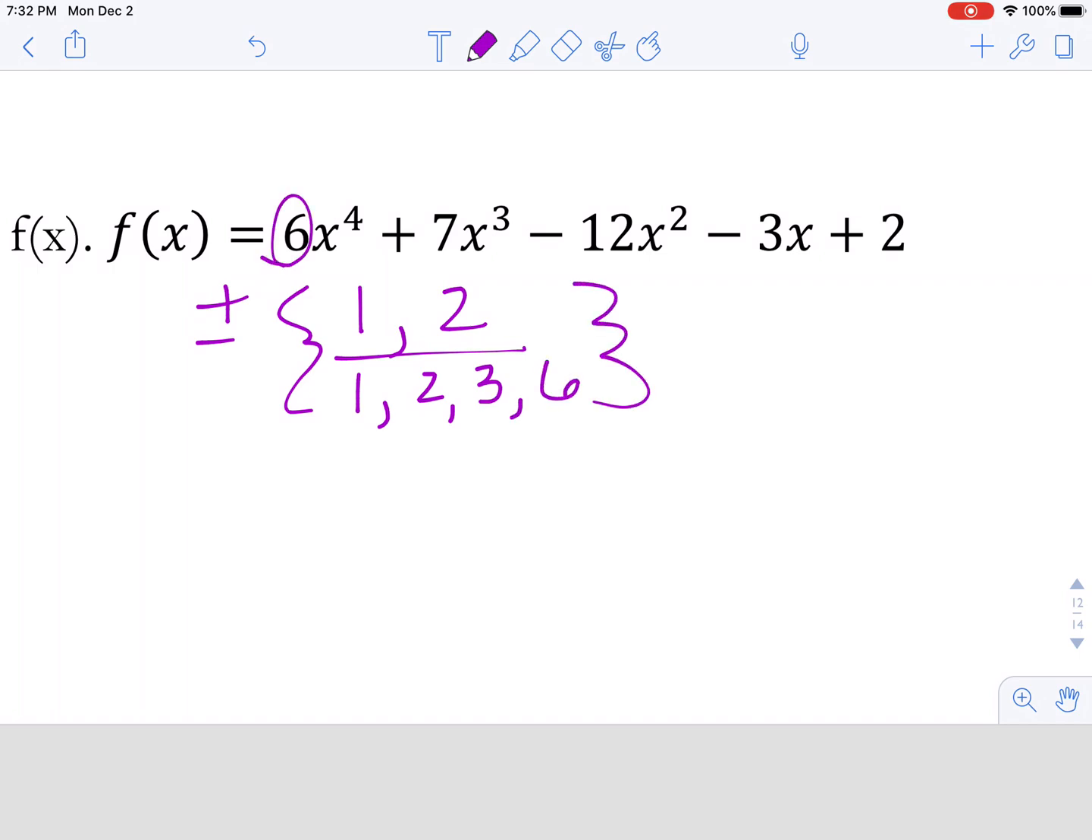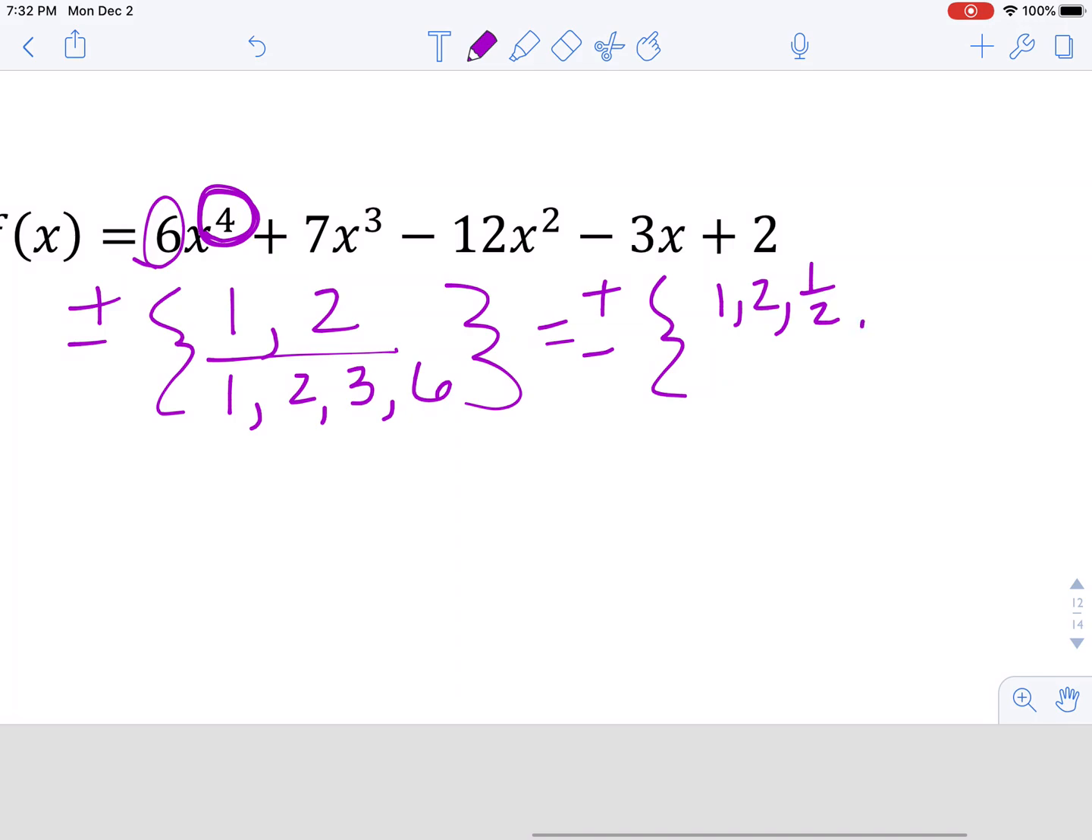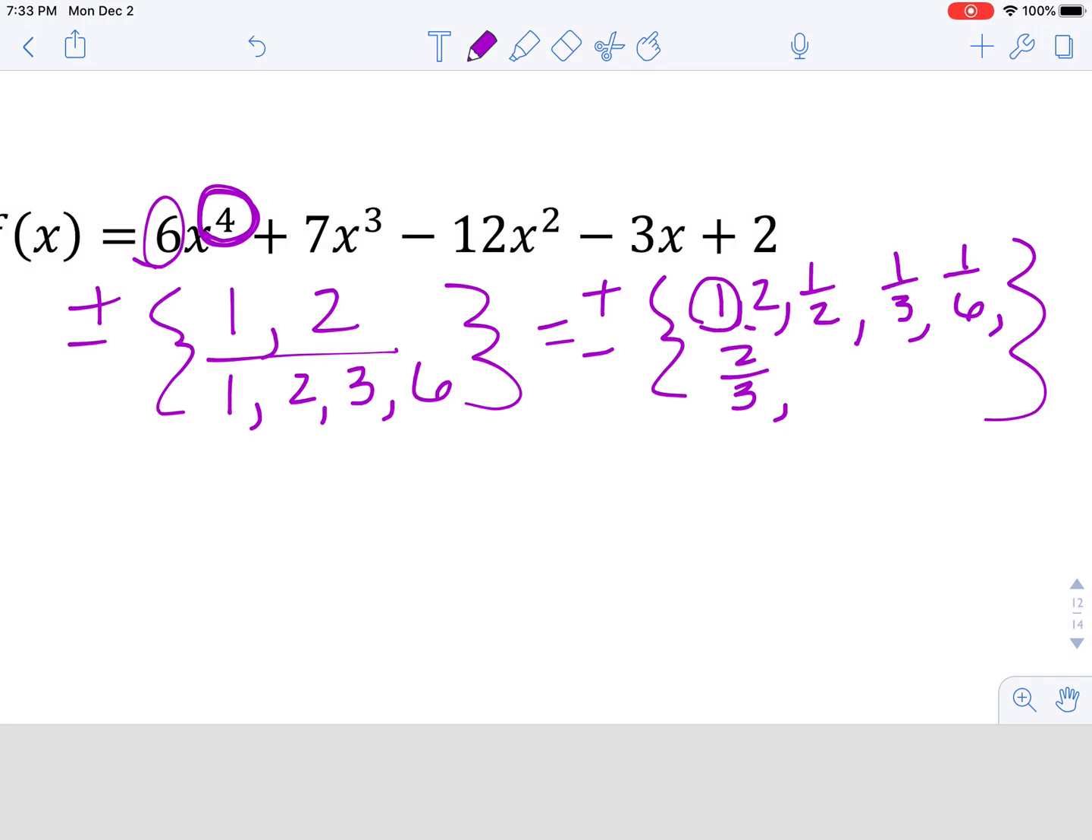And remember, we are going to have 4 zeros. And so you have to think about, we could have plus or minus 1, 2. We could have 1/2, 1/3, 1/6. We could also have 2/3 or 1/3, which we already accounted for. Before I use a fraction, I always try to use either plus or minus 1 or 2.